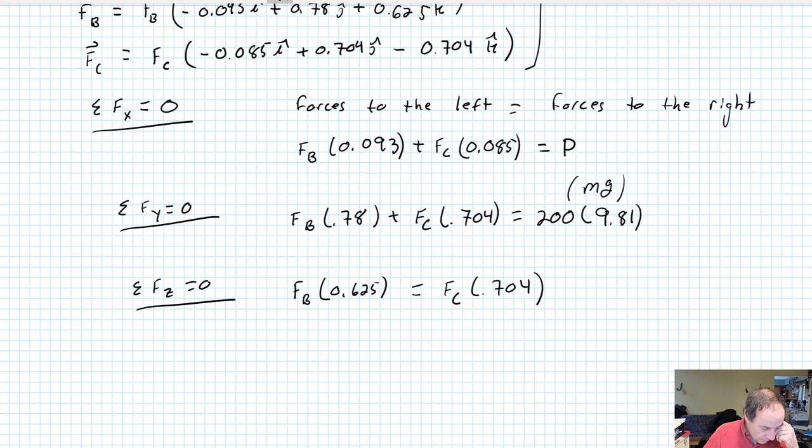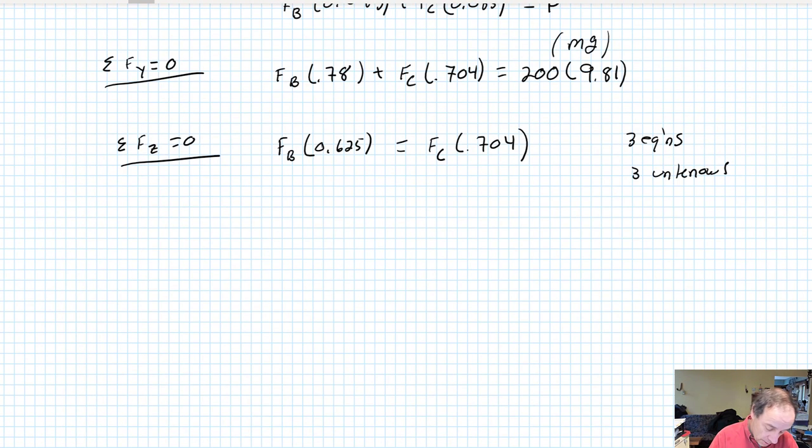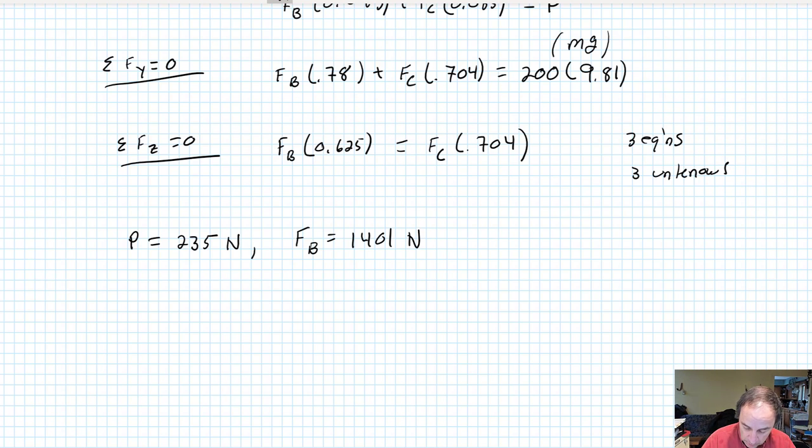Okay, so we're in pretty good shape here. We have three equations, 3 unknowns. This is solvable by algebra, and I'll just give you the result rather than go through all that. You end up with P equal to 235 newtons, FB equal to 1,401 newtons, FC equal to 1,236 newtons.